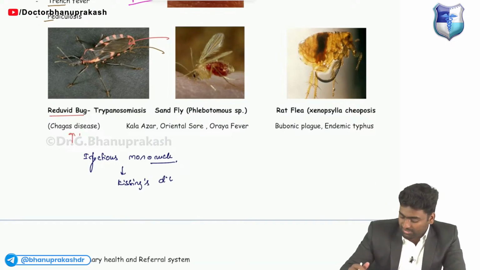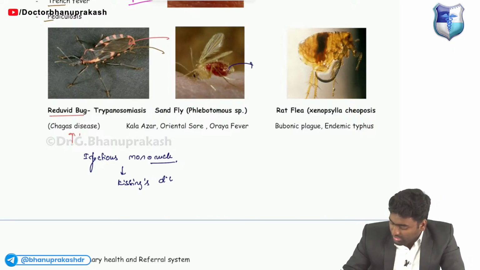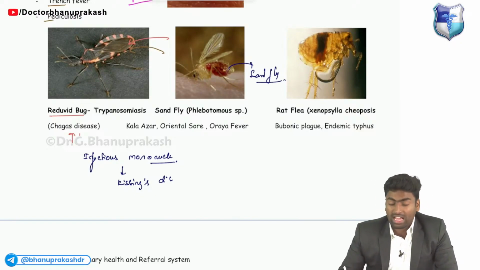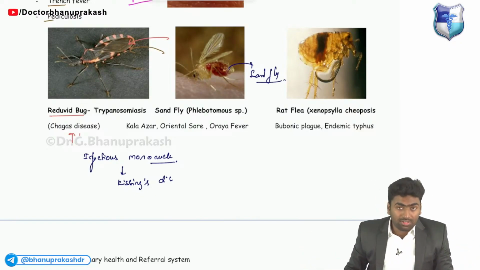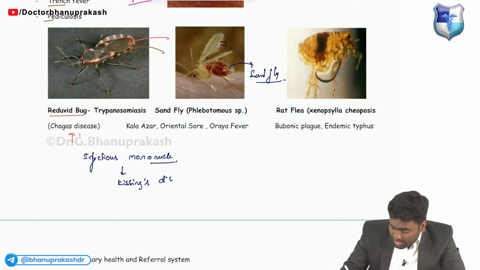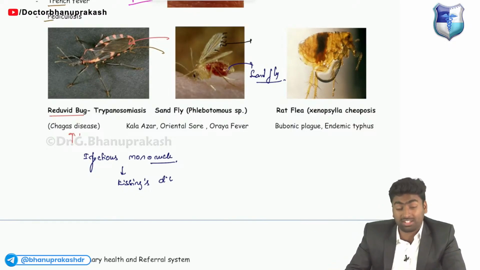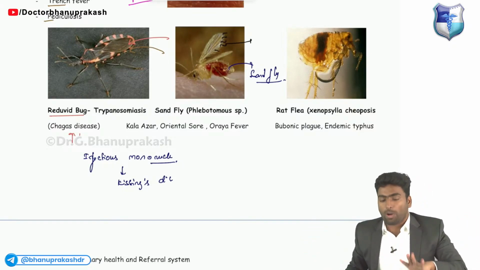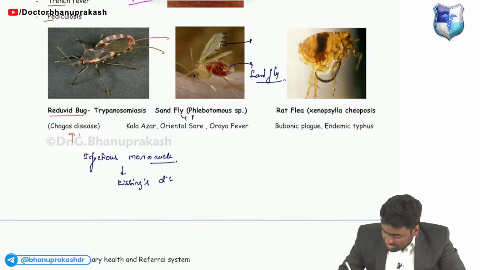Next we see this fly. This is the sand fly. This sand fly actually has wings, but it won't usually fly, because there is an attachment of small hairy projections on its wings. Because of this, it won't fly. It will just hop. So remember, the sandfly will just hop.